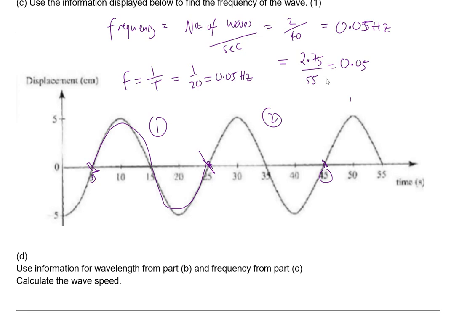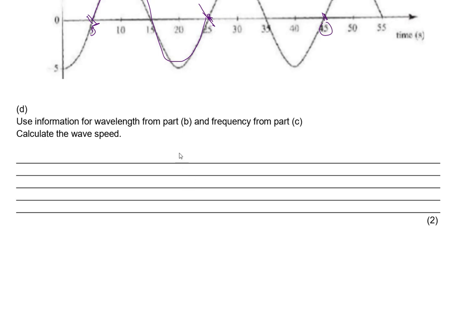Okay, so if you counted two complete waves and how long it took for those two complete waves to go, that's 40 seconds. If you counted the whole wave, that's 2.75 waves, and the whole wave took 55 seconds. You get the same answer. And if you did 1 over capital T, that is one wave over 20 seconds, same answer there. Okay, so three ways. Now, wave speed is f times lambda.